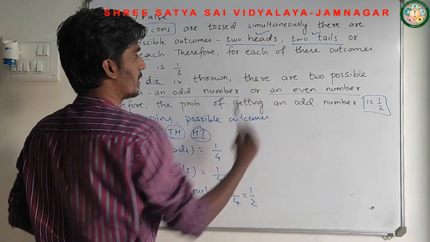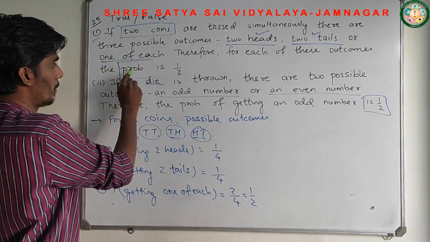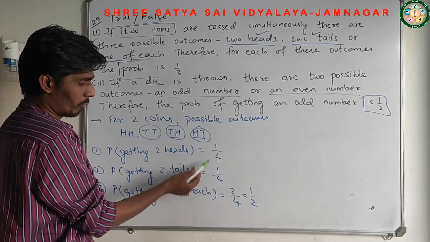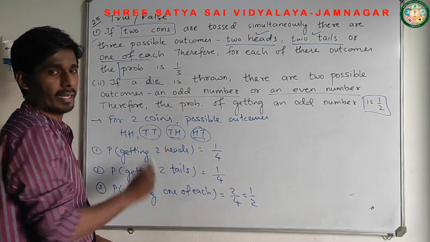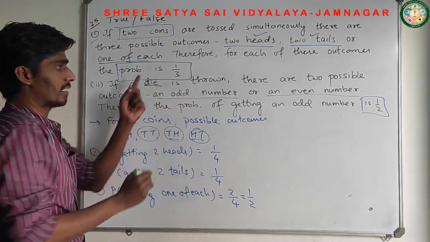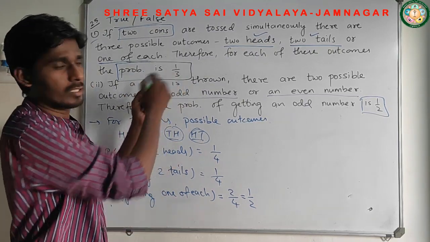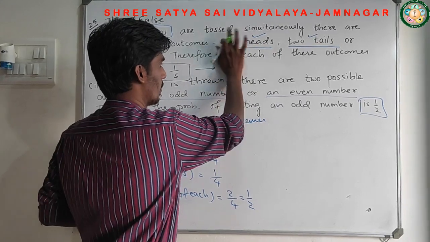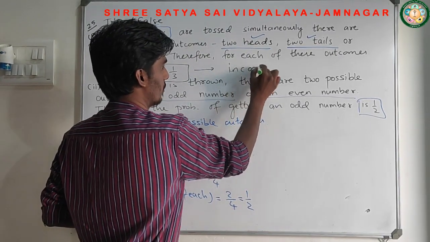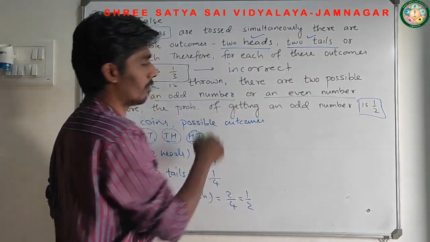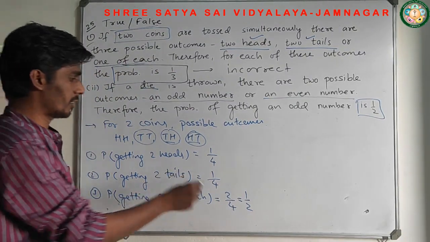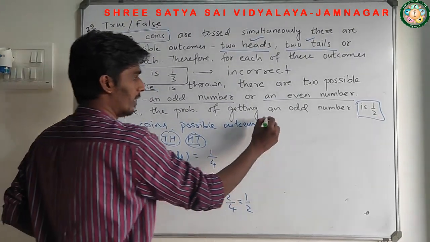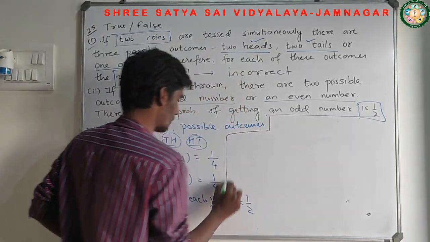And in the question itself it is given that the probability of these 3 conditions is 1 by 3. So we got 1 by 4, 1 by 4, 1 by 2 and it's 1 by 3. So our answer is not verifying. So we can say that this statement is incorrect, as we are not getting the same answer. The actual answers are 1 by 4, 1 by 4, 1 by 2.